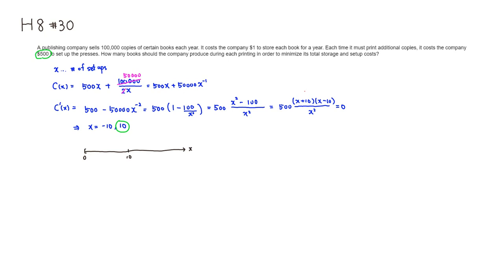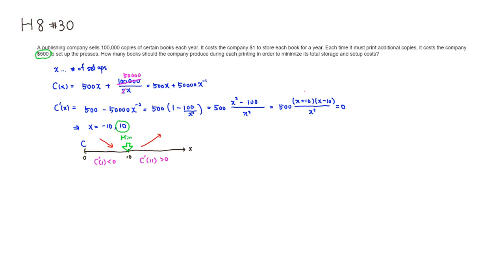So let's look at the sign of c prime at anything less than 10. I'll just try 1. If you plug in 1, you can see that it's negative. If you plug in anything bigger than 10, I'll try 11, 11 squared minus 100 is positive. So the cost function c is decreasing between 0 and 10, and after 10 it's increasing. So we know that at this point we're going to have a minimum.